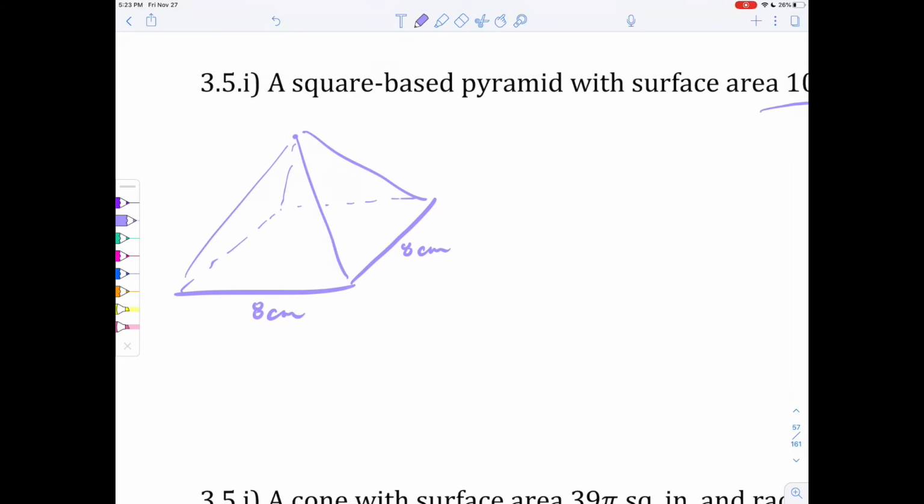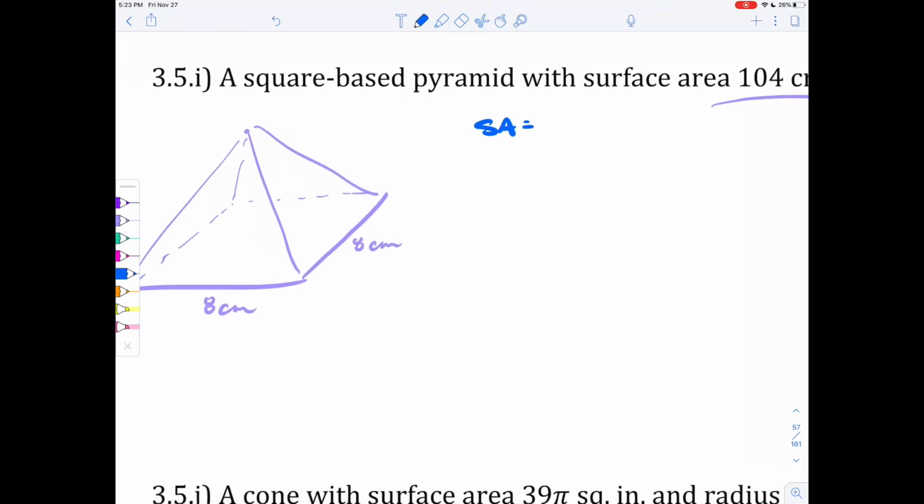What we need for the surface area of a pyramid of any sort, we need to be able to get the area of the base, and then the rest of it is half the perimeter times the slant height.